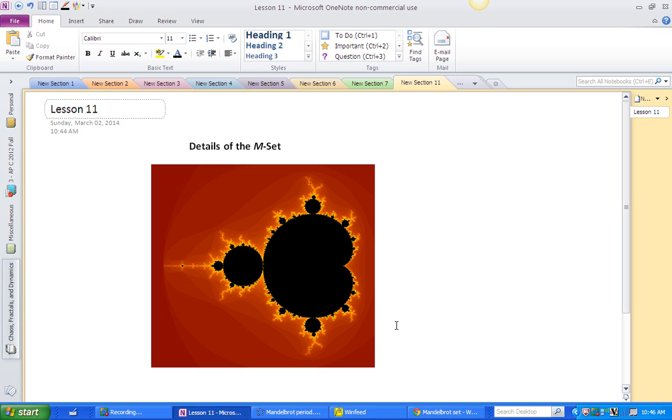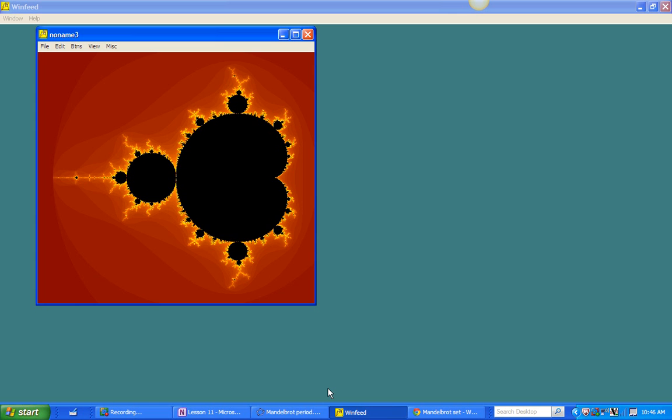Last time we looked at a real nice picture of the Mandelbrot set made with some software written by Dr. Rick Paris, the late mathematics teacher at Phillips Exeter, who wrote Peanut software. You can download that by Googling Peanut software, and it'll take you to the website, and you can download this for free.